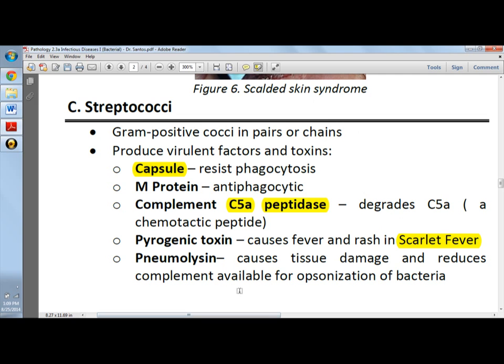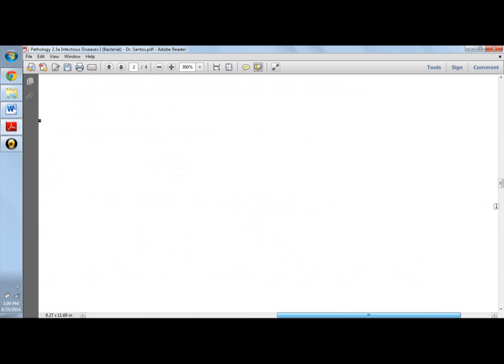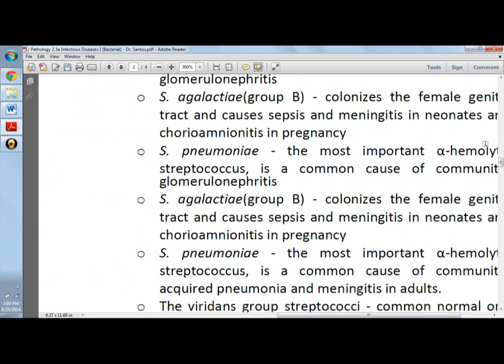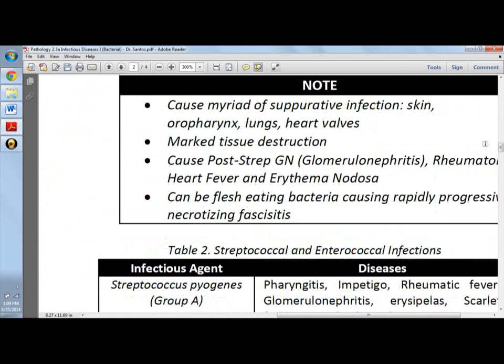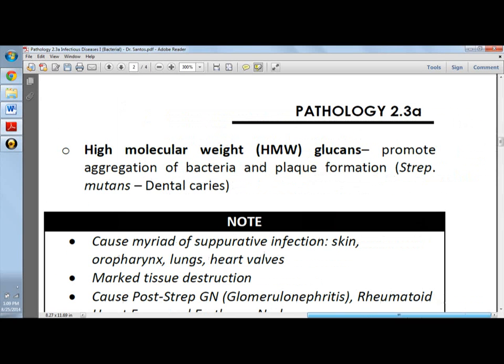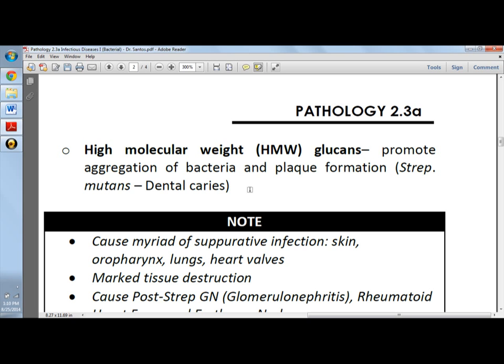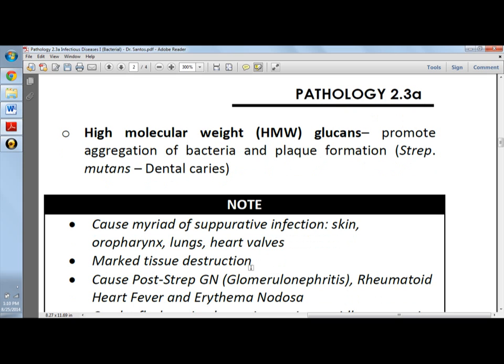So pneumolysin causes tissue damage and reduces complement available. So another thing, the high molecular weight glucans promote aggregation of bacteria and plaque formation. Like for example, the strep mutans is actually the one that causes dental caries. Note, there is the cause of a myriad of suppurative infections like the skin, the pharynx, the lungs, heart valves, and even rheumatic heart fever.